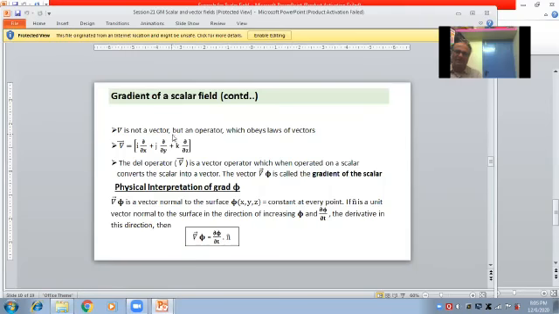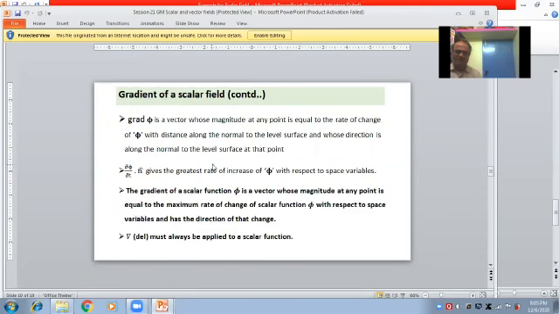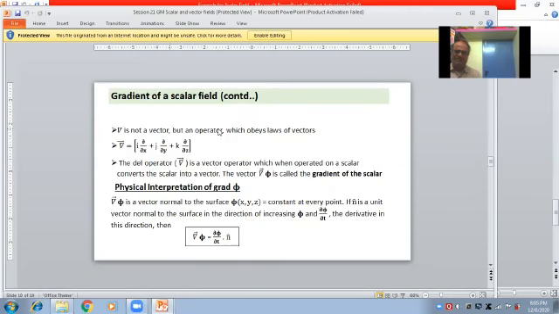So del is not a vector but an operator which obeys the laws of vectors. What this del operator actually does, when it acts on a scalar quantity, is convert that scalar quantity into a vector quantity. So this vector del phi is called the gradient of the scalar. This del phi is a vector normal to the surface phi of x, y, z equal to constant at every point.